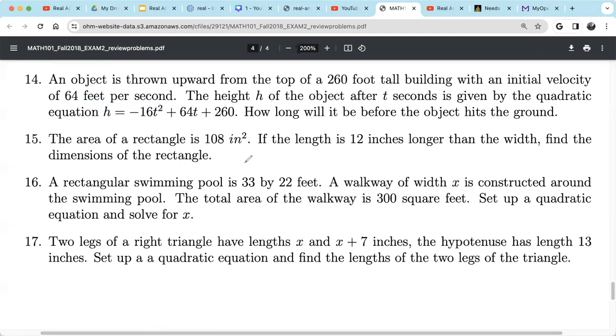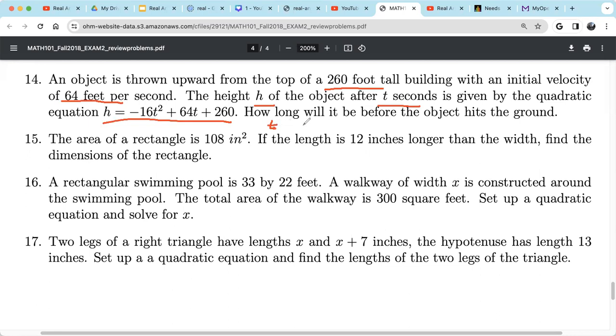Let's see, 14. The object is thrown upward from the top of a 260-foot tall building with an initial velocity of 64 feet per second. The height h of the object after t seconds is given by the quadratic equation. So this is a function of t, right? H of t. The question is asking, how long will it be before the object hits the ground?